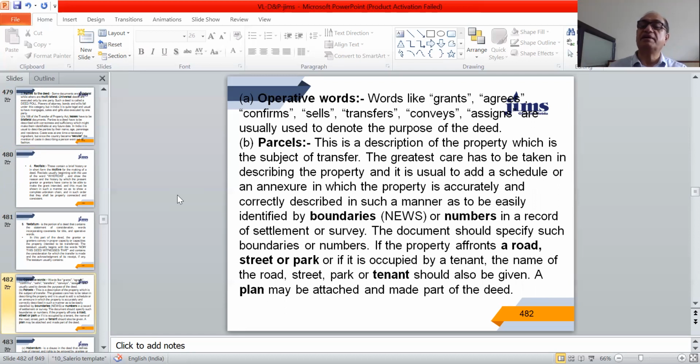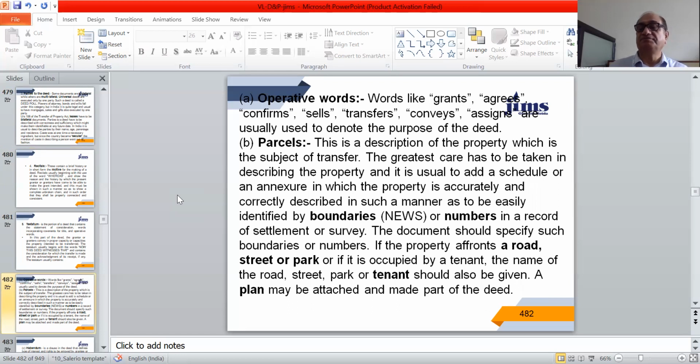If I am writing a gift deed, then I will write down, I hereby grant this property to my wife. If I am selling, I hereby sell. If I am transferring by other modes, I hereby transfer and convey and assign all the rights which I have in this property to my wife. So these are the operative words in the testatum clause.